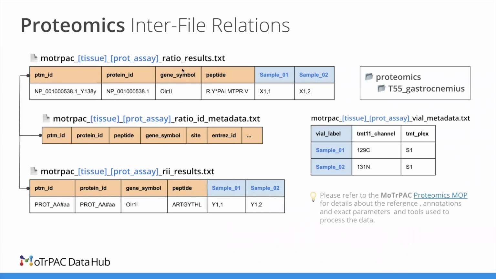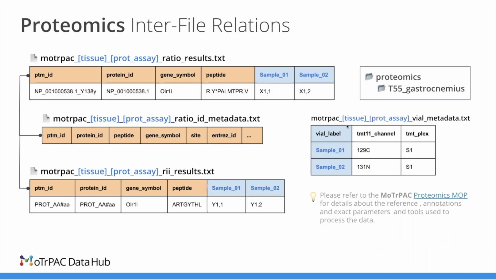So you have the ratio files that contain, again, a row for each protein and the sample level information. Now, for each protein, you can map the ID of each protein to the ratio ID metadata file, which contains the metadata of the different proteins. And you can use this file, for example, to map the proteins and the rows in the results file, for example, to Entrez gene IDs.